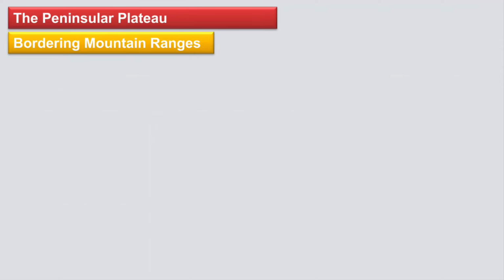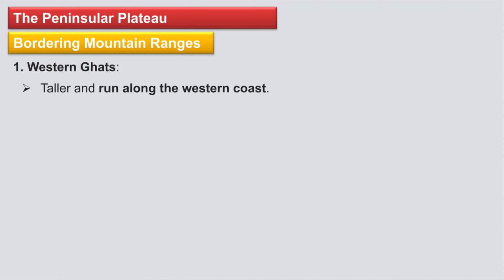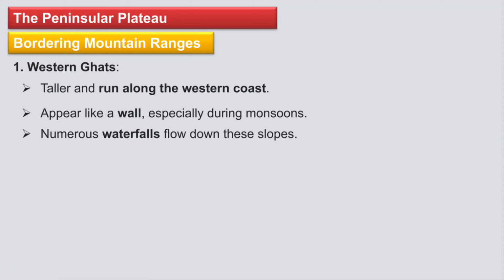So bordering mountain ranges here in this peninsular plateau are the Western Ghats and the Eastern Ghats. Western Ghats are taller and run along the west coast and appear like a wall, especially during monsoon, and numerous waterfalls flow down these slopes. And they are also known as the Sahyadri Hills in the north. See about these Western Ghats and Eastern Ghats.